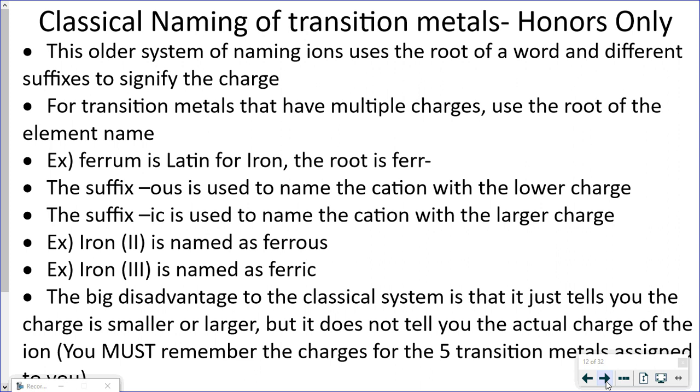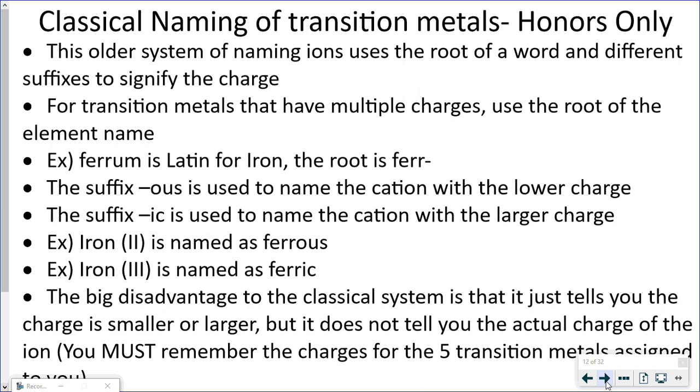If you are not in honors, you can skip this part. But for honors, you also need to be able to name transition metals using the classical system as well. It is an older system of naming that uses the root of the name and then different suffixes to signify if it's the higher charge or the lower charge. So for transition metals that have multiple charges, you're going to use the root of the element name. You're going to be responsible for 5 classical ones, so 5 different elements.